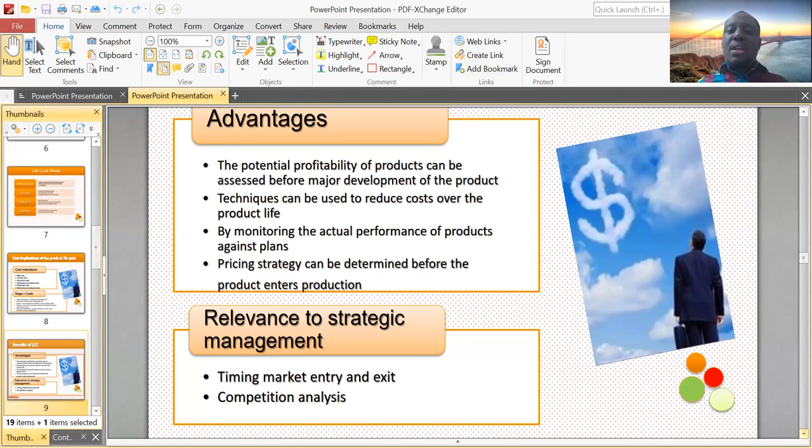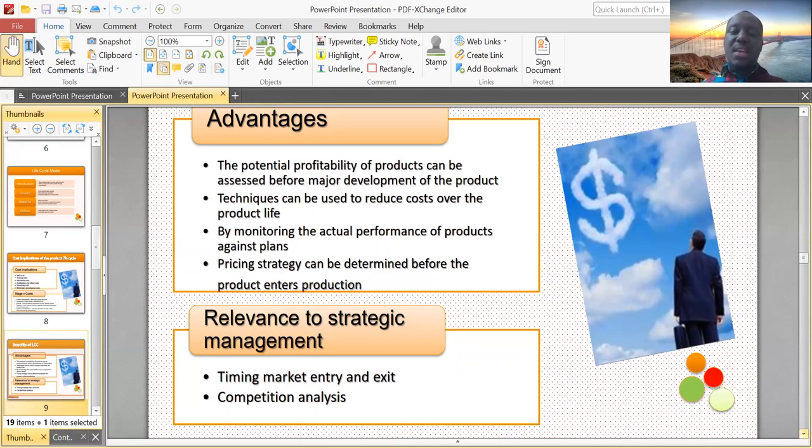Through the product life cycle as well, because this is a model that helps you to understand the phases that your product goes through, even before introduction, you can begin to formulate pricing strategies before you enter production. Because you've envisioned the life cycle of your product, you're able to assess that, okay, this is the kind of price strategy I need to accomplish my product objectives.